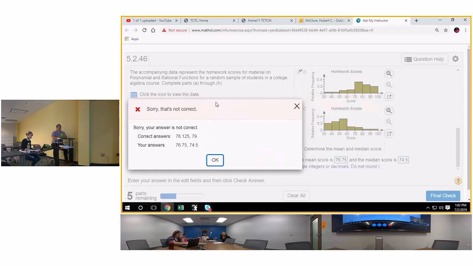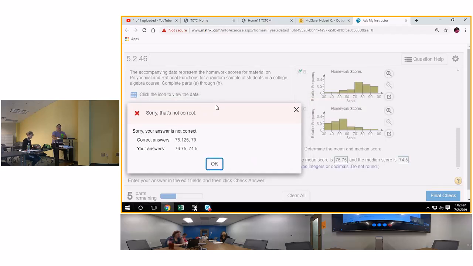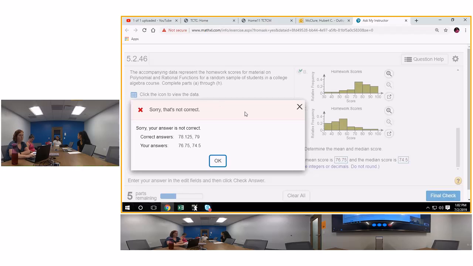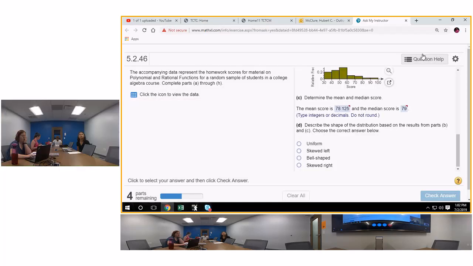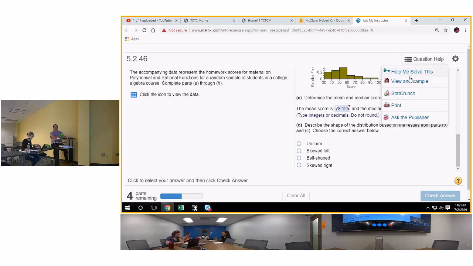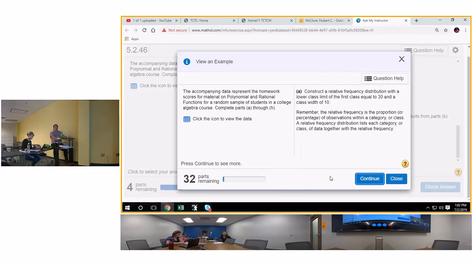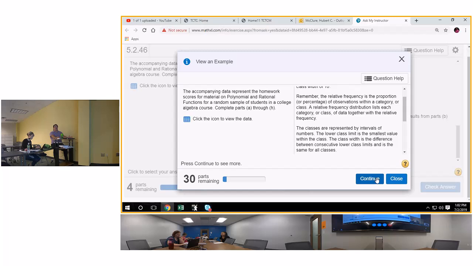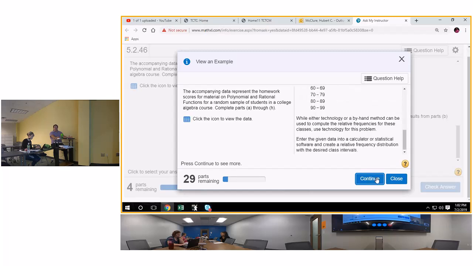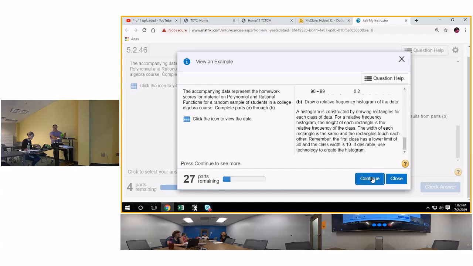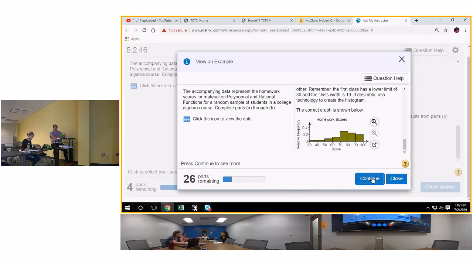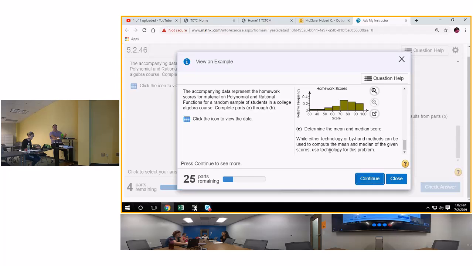78.125. How did we get that wrong? This happened last time you did this question. Let's see what they're doing. I'm putting it in the calculator. What else do I need to do? I'm glad I didn't put it on the test. Because we did that. Histogram, I don't care about that. Determine the mean.